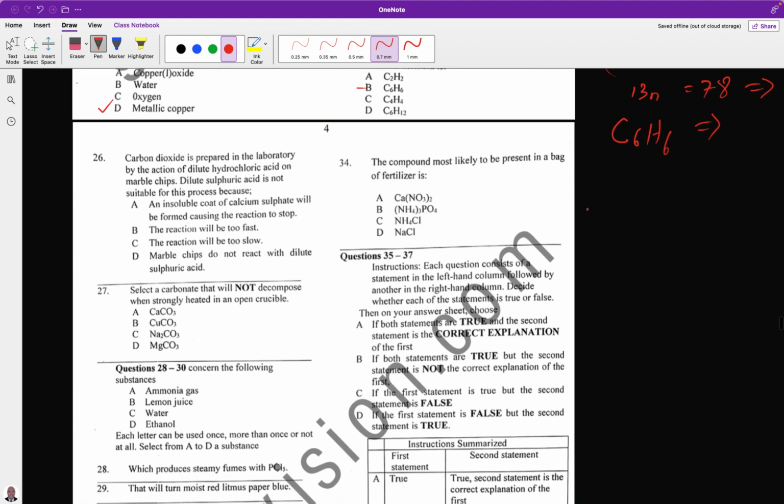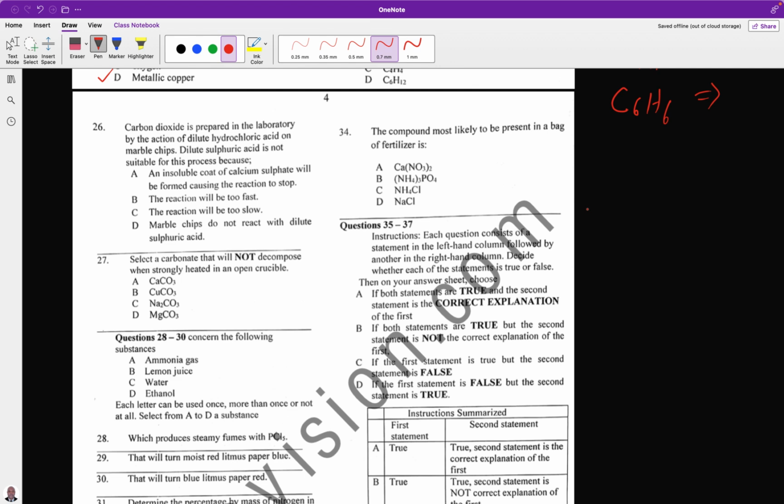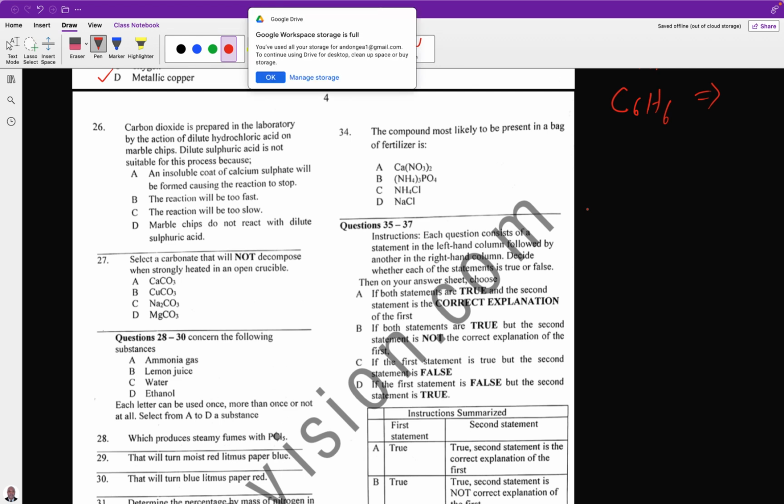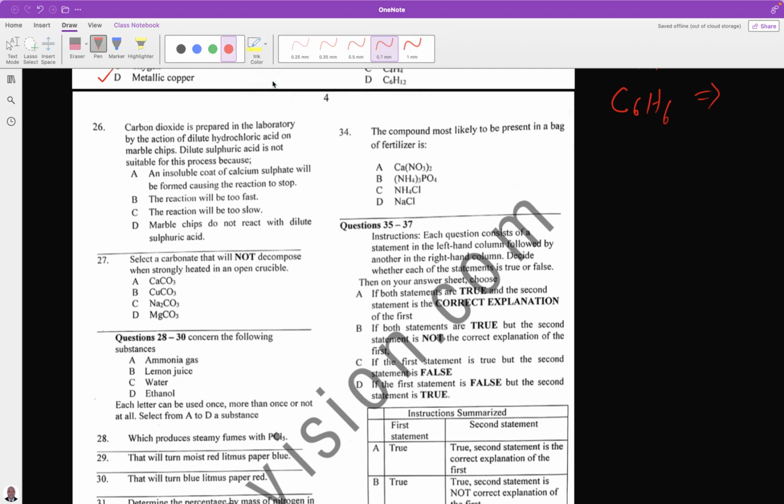Okay, let's go to question number 26. Carbon dioxide is prepared in the laboratory by the action of dilute hydrochloric acid on marble chips. Dilute sulfuric acid is not suitable for this process because A. An insoluble coat of calcium sulfate will be formed, causing the reaction to stop. B. The reaction will be too fast. C. The reaction will be too slow. D. Marble chips do not react with dilute sulfuric acid.